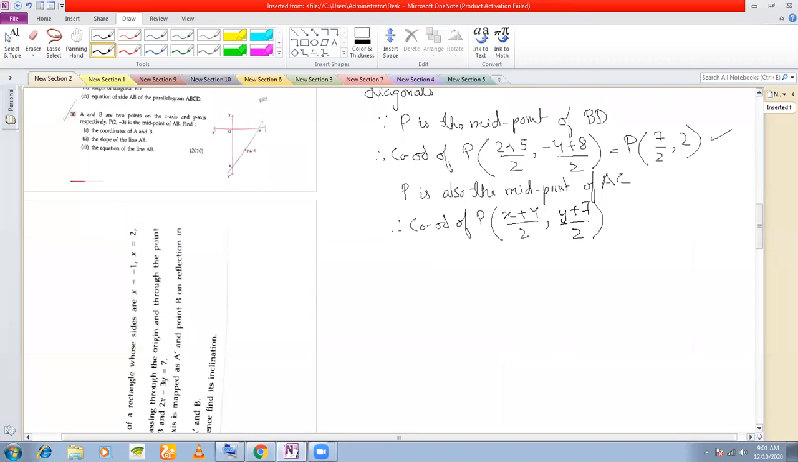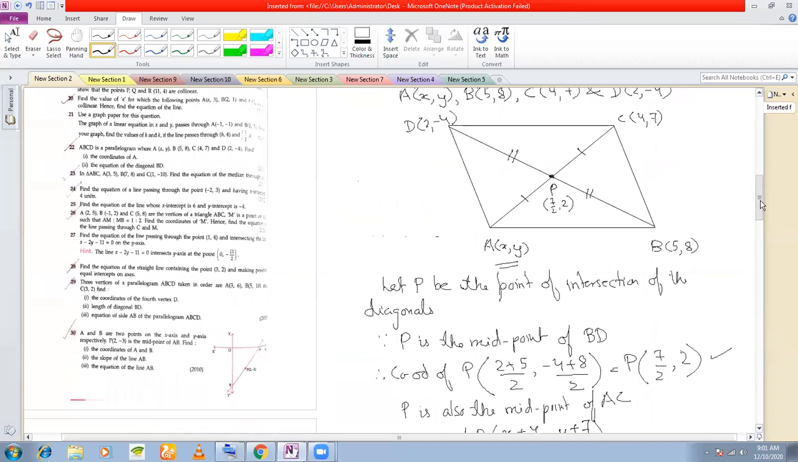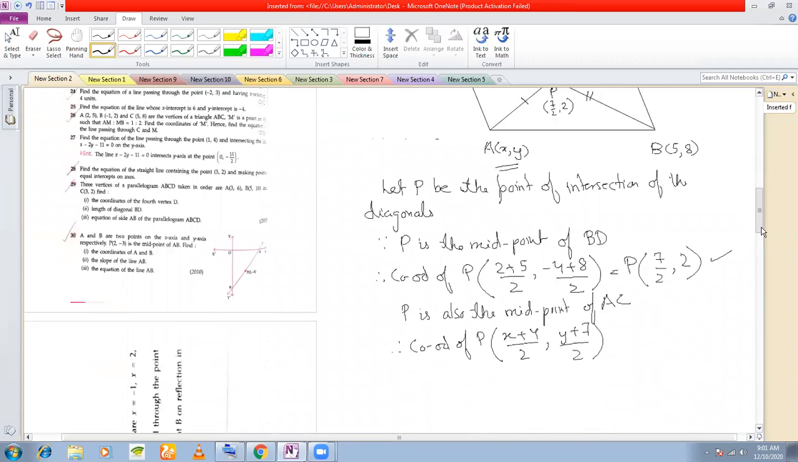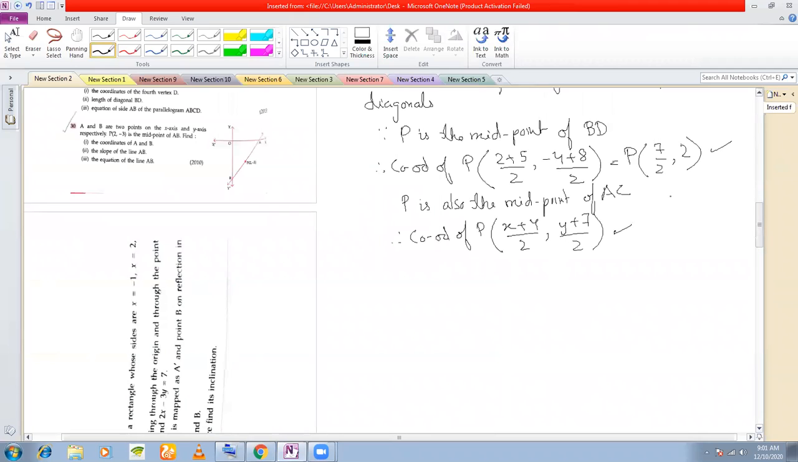So we have found out the coordinates of P in terms of x and y. Add up the x coordinates, you get (x plus 4)/2. Add up the y coordinates, you get (y plus 7)/2. Now we have got two coordinates of P, so they must be equal. So therefore, (x plus 4)/2, (y plus 7)/2 must be equal to (7/2, 2).